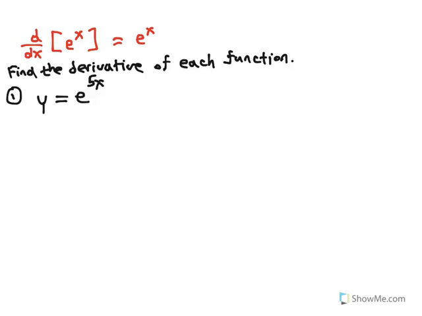Find the derivative of each function. Number one, we have y is equal to e to the 5x. So you can see that we have the natural exponential function. So we will be using this differentiation rule to help us find the derivative for number one. But you need to recognize that you also have a composition of two functions for number one. So we will also have to use the chain rule.